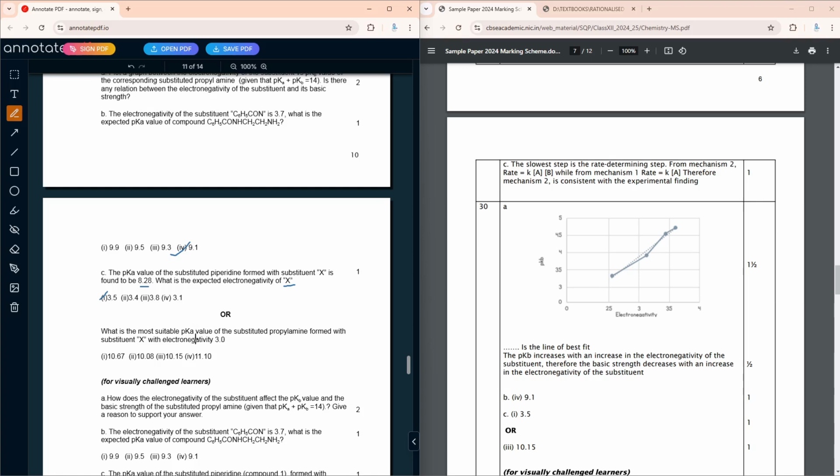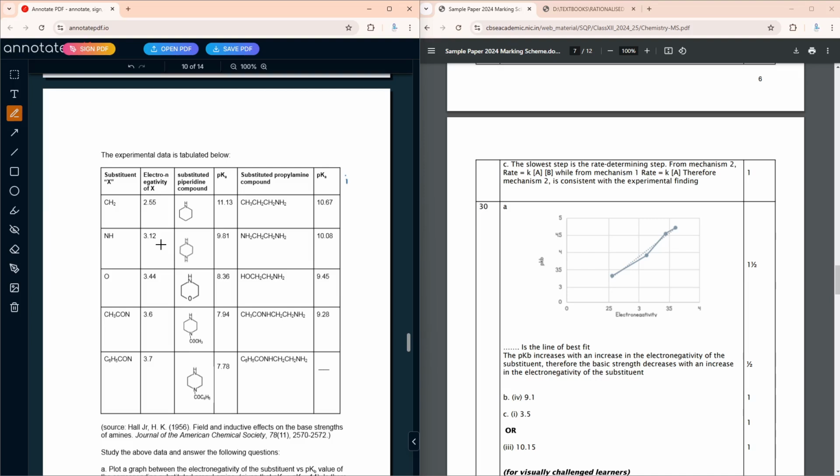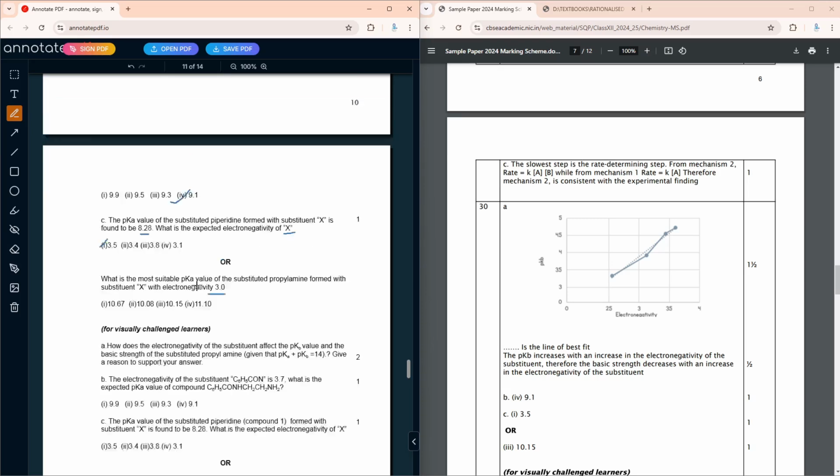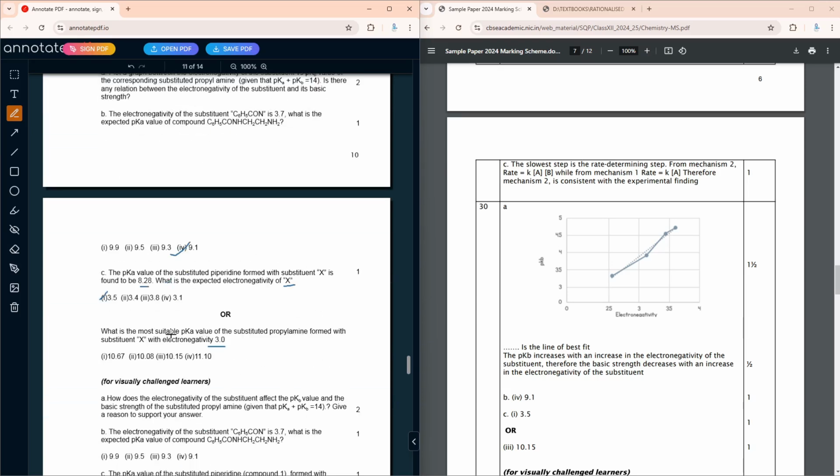I hope that makes sense. It took me a second to figure these relationships out, but it made sense in the end. What is the most suitable pKa value of the substituted propylamine formed with the substituent X with electronegativity 3.0? So we're talking about propylamine with a substituent of electronegativity 3.0. Again, it's the same thing over here. You have a relationship between the electronegativity and pKa value. So the 3.0 is in between 2.55 and 3.12, again closer to 3.12, right? So the pKa value has to be between 10.67 and 10.08. So amongst the options that are given, 10.67 and 10.08 are our upper and lower limits based on this question. So the obvious answer is 10.15.